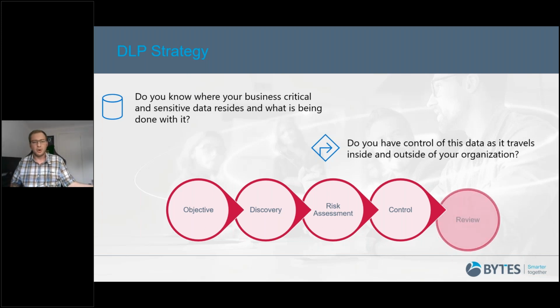And then finally, which is the last step of the strategy, is just to review that. DLP is not a one-hit wonder. It's not a fire and forget by any means. This is going to, of course, loop around all the time. We're going to review that. We're going to go back to the drawing board. We're going to redo our discovery. We're going to continuously do our risk assessments, and we're going to tinker with those controls that we put into place to ensure that our data is being protected.